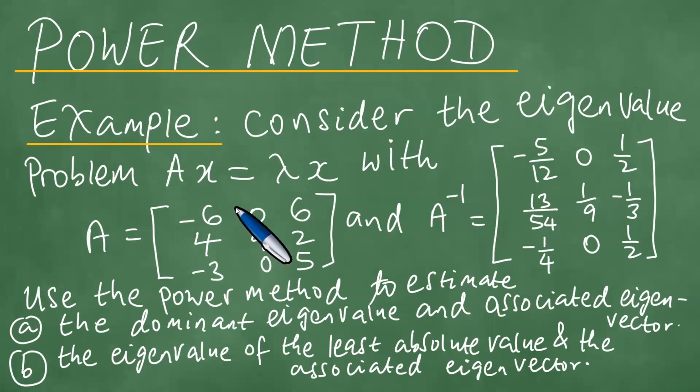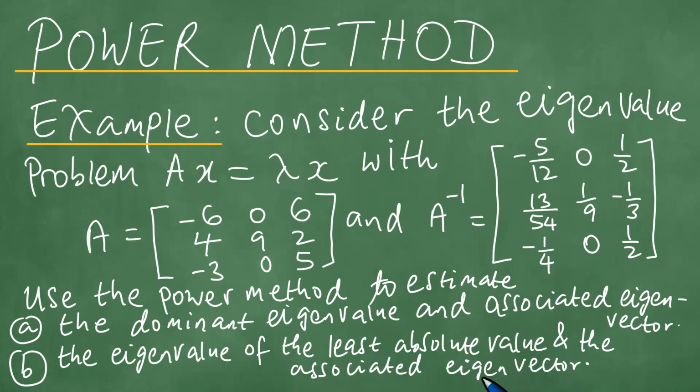Right, we're focusing on the power method for our start today, and we're going to be looking at many more things that remain extremely important. But in this example, we consider the eigenvalue problem Ax equals lambda x with the matrix A, which has the entries shown there, and the inverse with the entries shown there. Okay, and then obviously the question is: use the power method to estimate the dominant eigenvalue and the associated eigenvector, the eigenvalue of the least absolute value and the associated eigenvector.